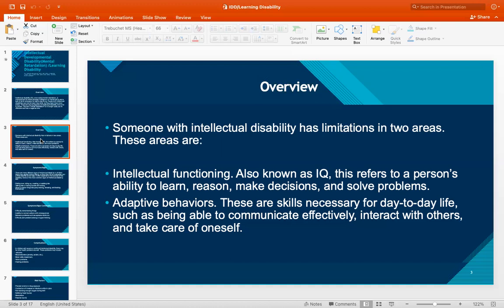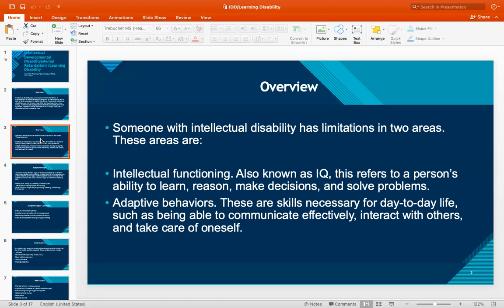Most of us are able to adapt to a situation for the most part, but a lot of times for individuals with intellectual disabilities, the adaptation is a little bit different. Basically, the skills necessary for living our daily lives, a lot of this they are able to do, but effective communication is a big thing for them a lot of times. Interacting with other people is usually a concern as well. And then also being able to take care of themselves.